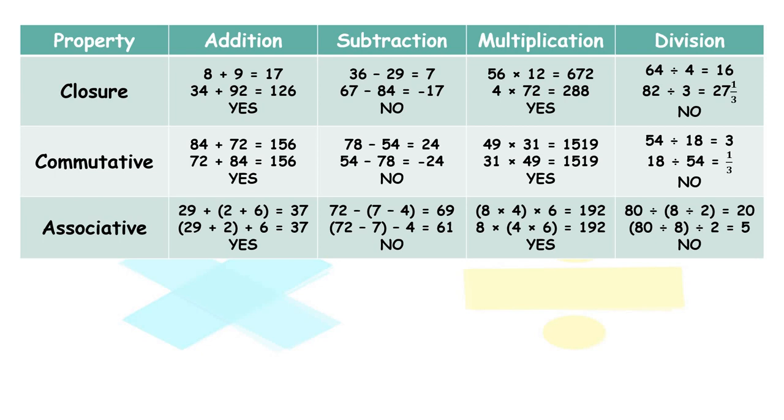So addition is associative for whole numbers as well, while subtraction is not. See, the answer changes when we group the numbers in a different order, right? Multiplication, the answer does not change, and division, the answer changes. So subtraction and division are not associative for whole numbers, while addition and multiplication are associative for whole numbers. Okay, you have to note this table down.